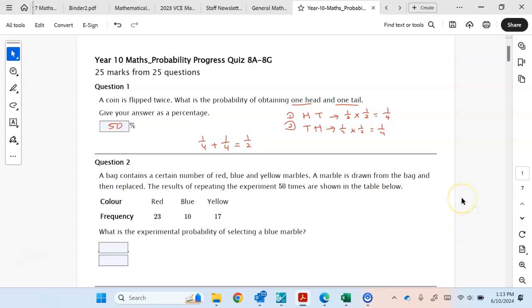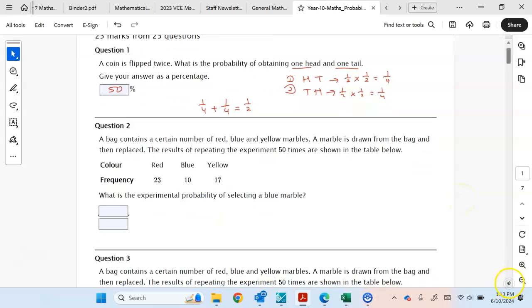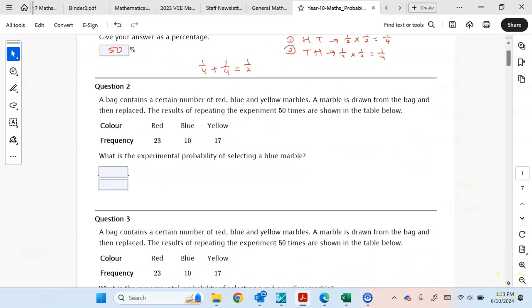All right, let's keep going, because that was probably an easy question. Question 2. A bag contains a certain number of red, blue, and yellow marbles. I'm just going to underline that as we go. A marble is drawn from the bag and then replaced. It's important that you note whether it's replaced or not, because that can change your probability. The results of repeating the experiment 50 times are shown in the table below. You can see red is obviously more frequent than blue and yellow. What is the experimental probability of selecting a blue marble?